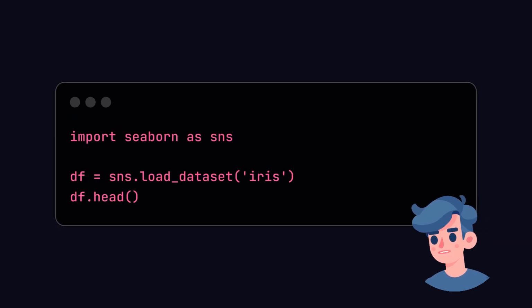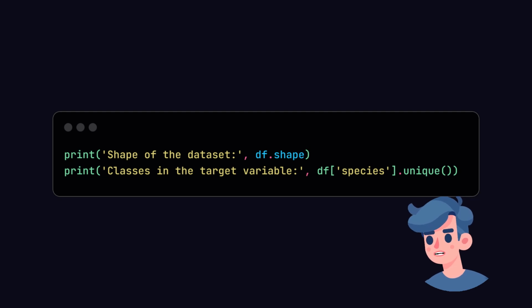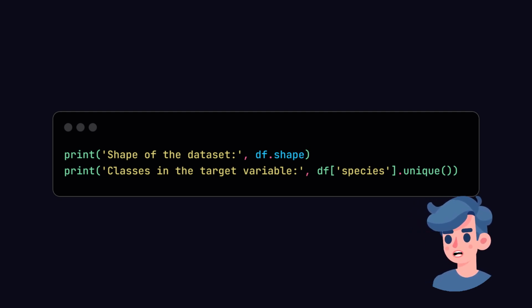Next, we will load the iris dataset. You can easily load this dataset from the Seaborn library. We'll also take a peek at the data to understand its structure. Now that we have our dataset loaded, let's examine its shape and the unique classes in our target variable. This will help us understand how many categories we need to predict.